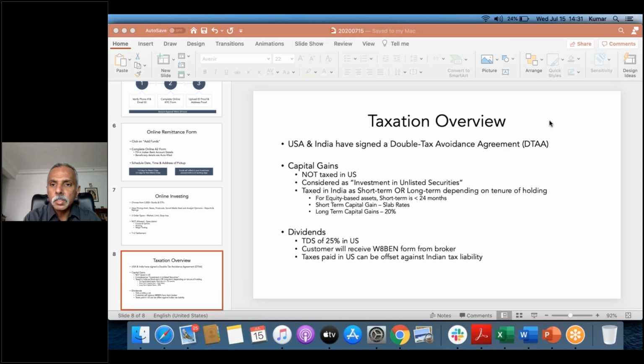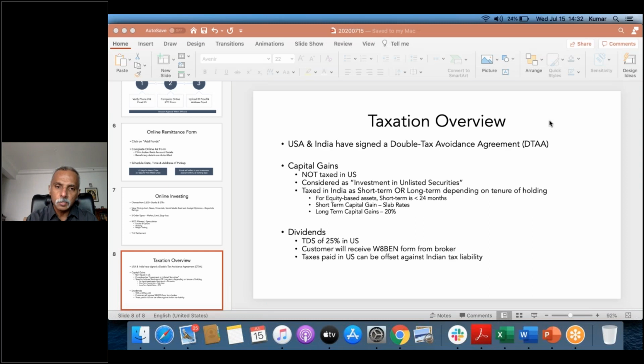Okay, so someone has asked a question about fund withdrawal. What happens if I want to withdraw the funds? Fund withdrawal is also a completely digital process. Just like we have an add funds button on the platform, if you log into the platform, you'll see there will be a withdraw funds button. So you can withdraw the entire amount of cash, you can withdraw a partial amount of cash. That is also a digital process.